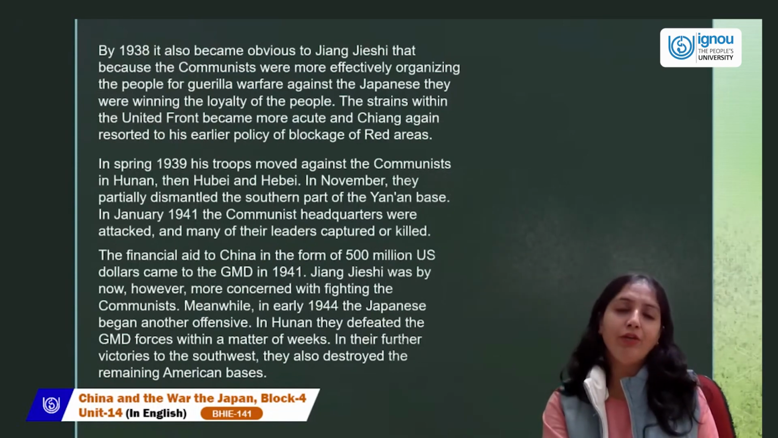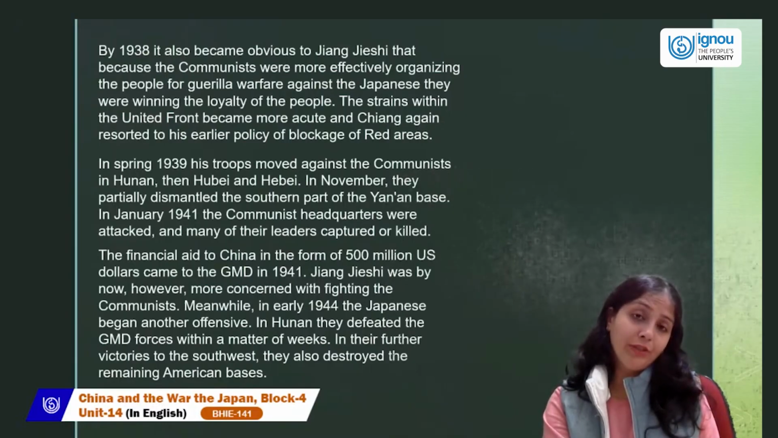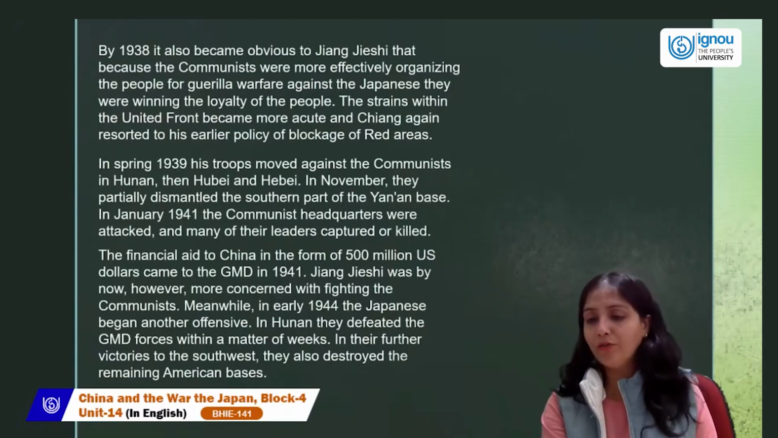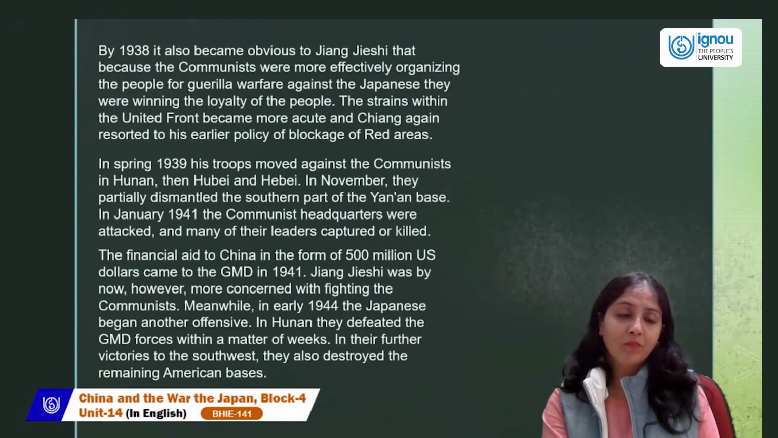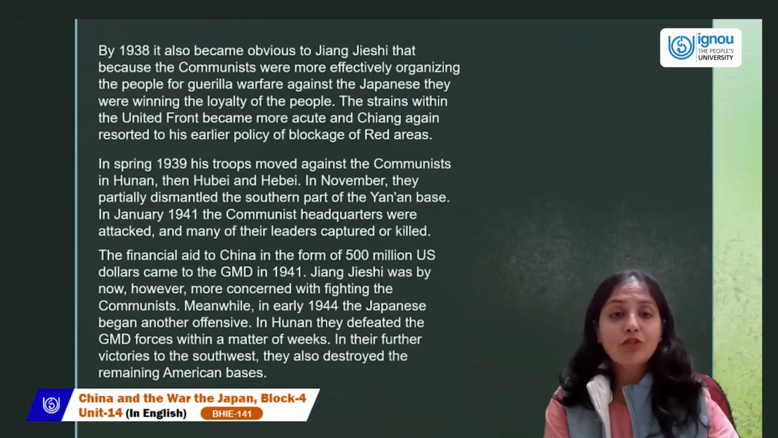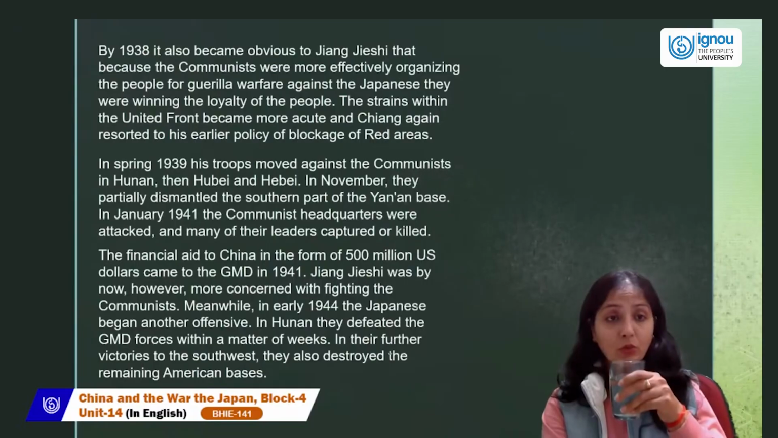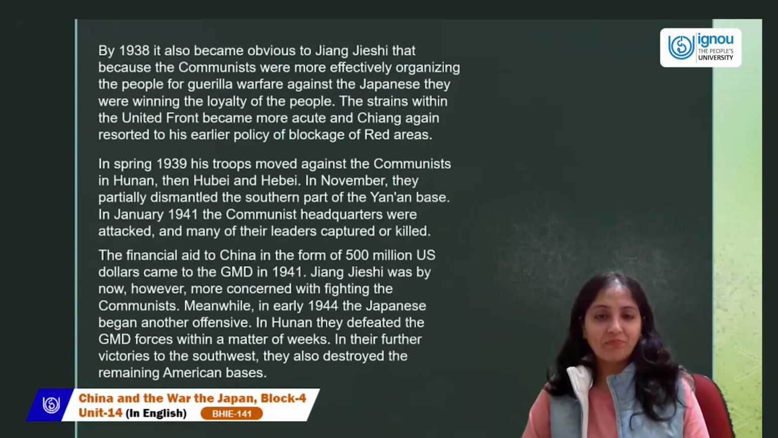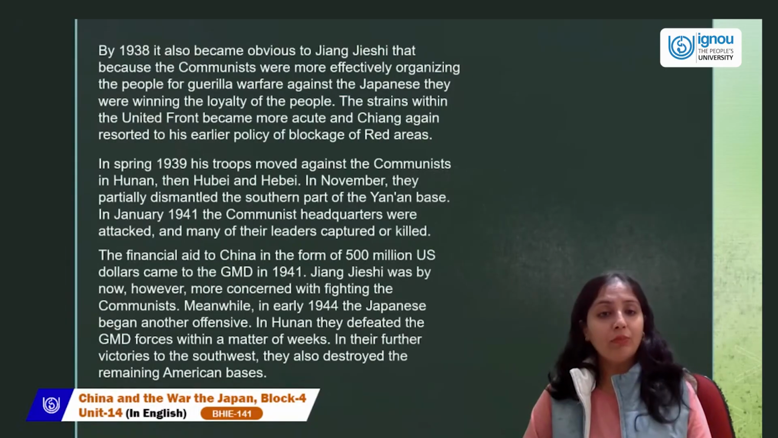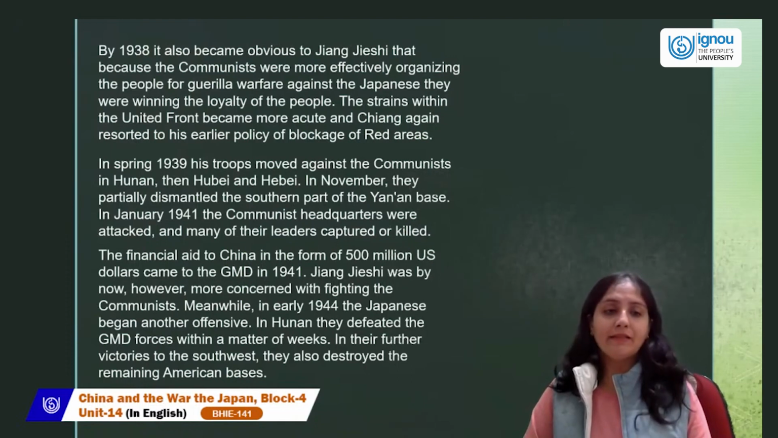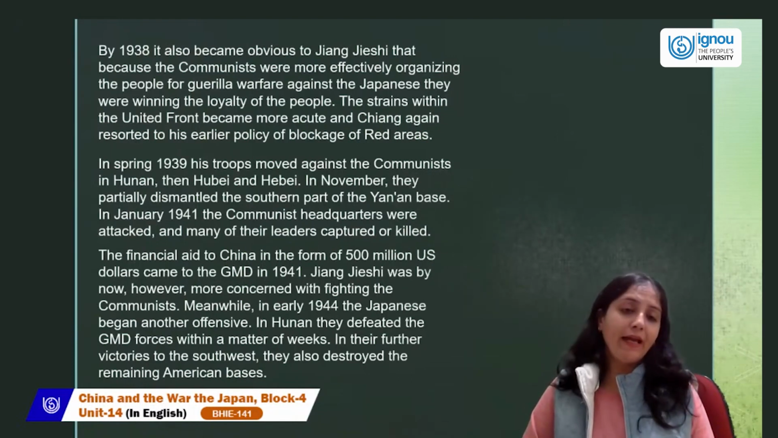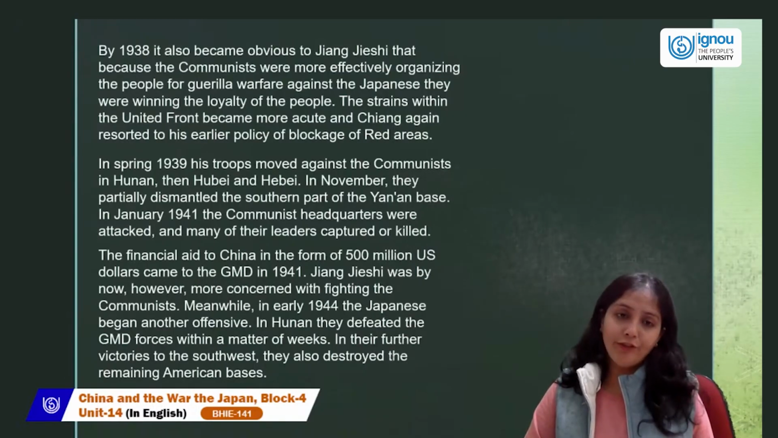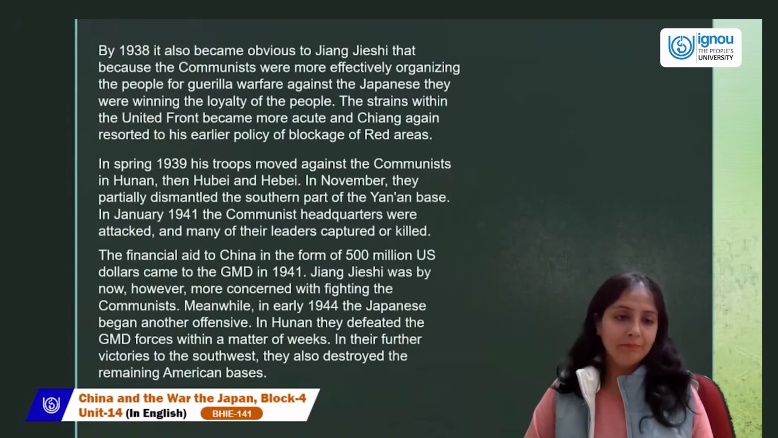The strains within the United Front became more acute, and Chiang again resorted to his earlier policy of blockade of red areas. In spring 1939, his troops moved against the communists in Hunan, then Hubei, then Hebei. In November, they partially dismantled the southern part of Yan'an's base. And in January 1941, the communist headquarters were attacked and many of their leaders captured or killed.